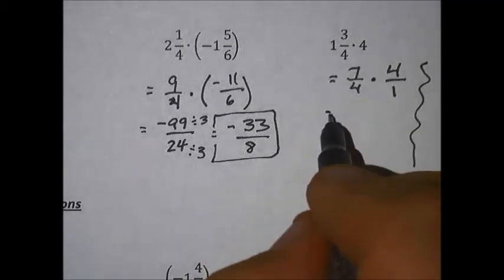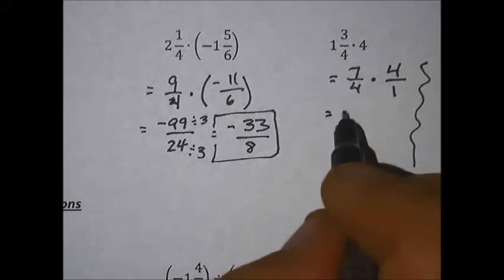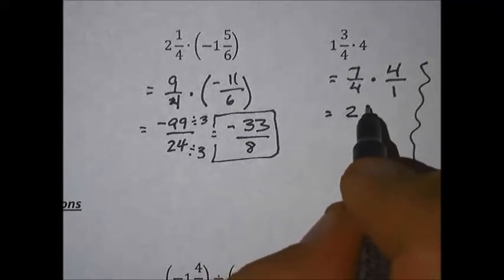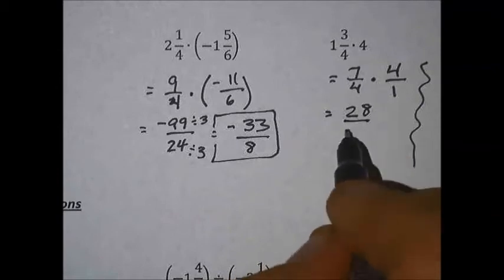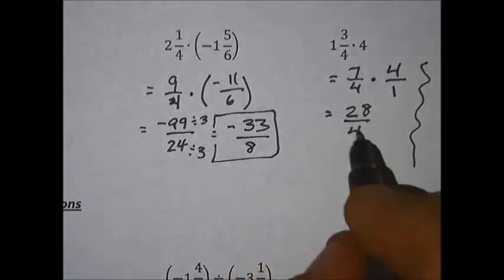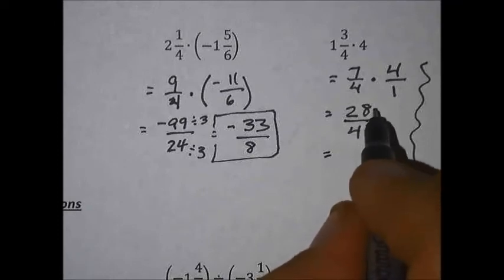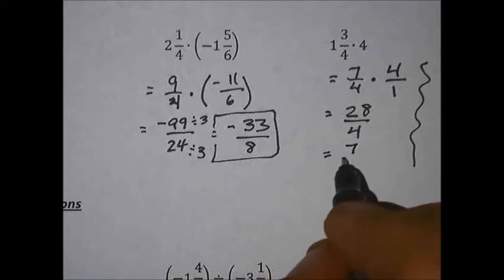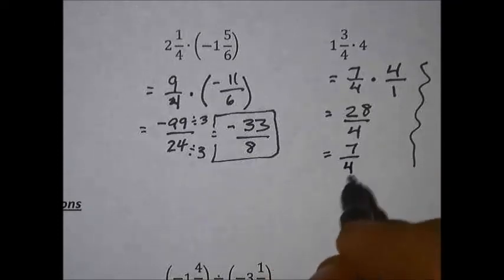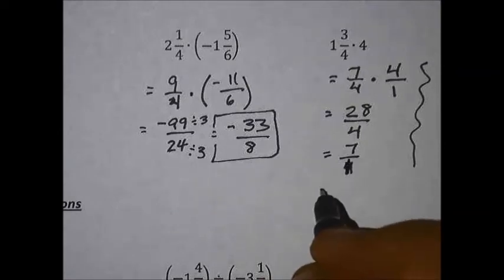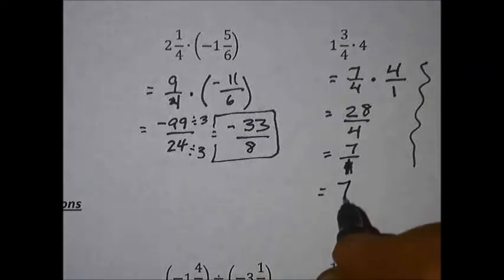Multiply top by top. 7 times 4 is 28. And 4 times 1 is 4. Okay, those are both multiples of 4. So 28 divided by 4 is 7. 4 divided by 4 is 1. So 7 over 1, that's just 7.